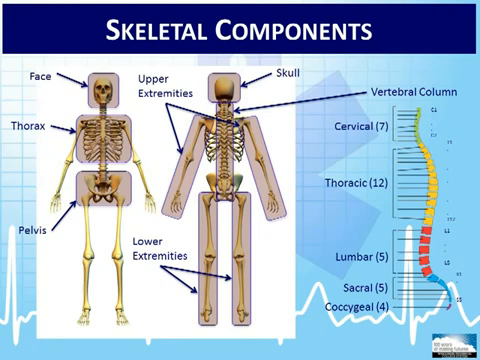The radius is a lateral bone of the forearm. It is always aligned with the thumb. Distal from the radius and ulna are the carpals, metacarpals, and phalanges of the wrist, hands, and fingers. Remember that bones are rigid and do not bend.